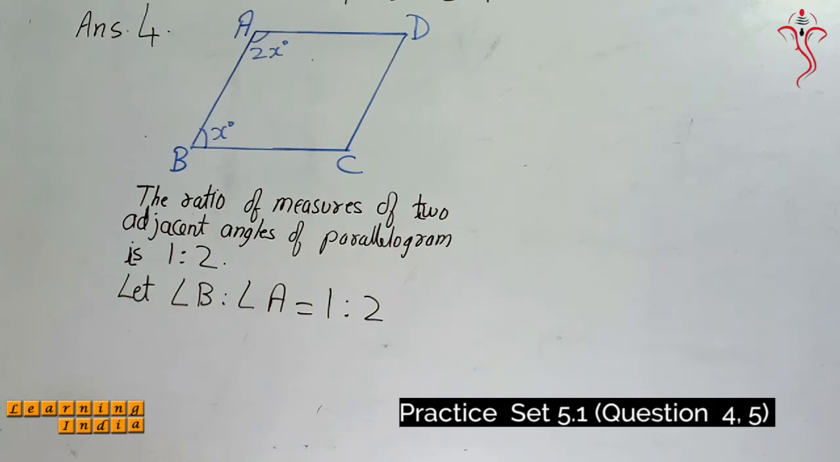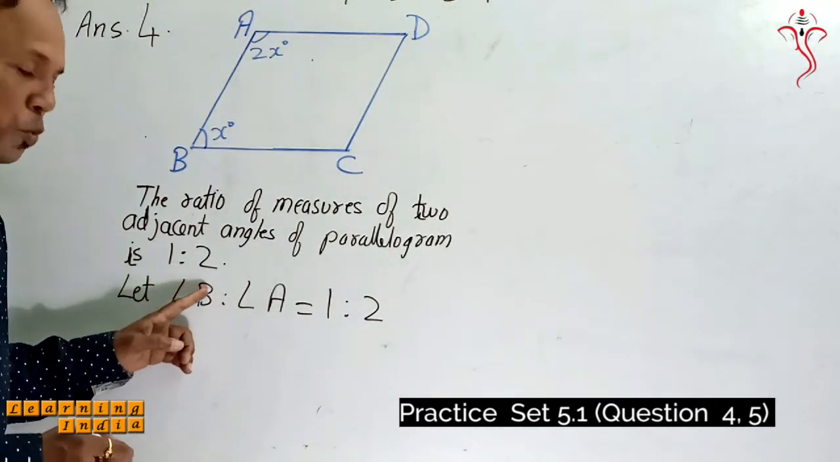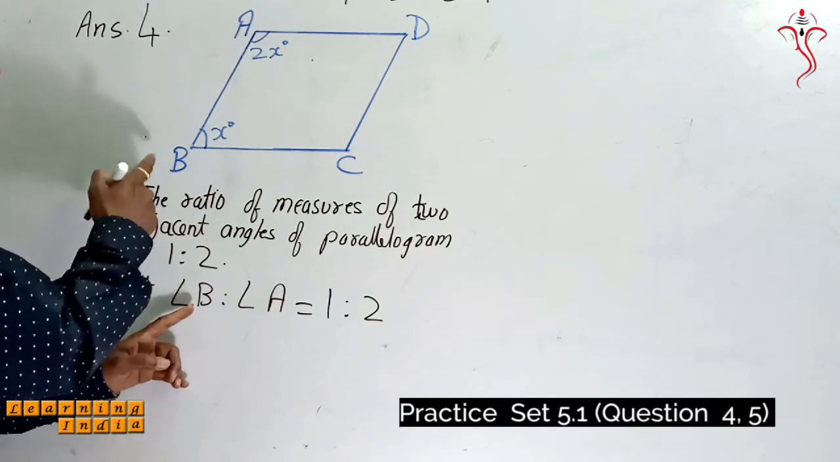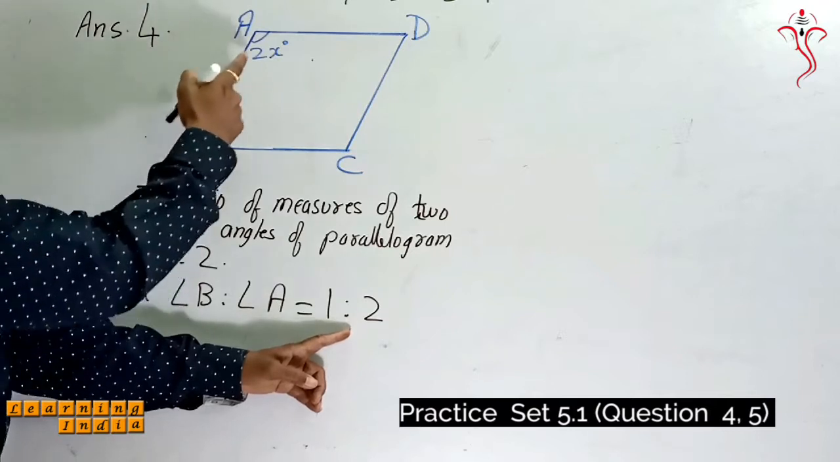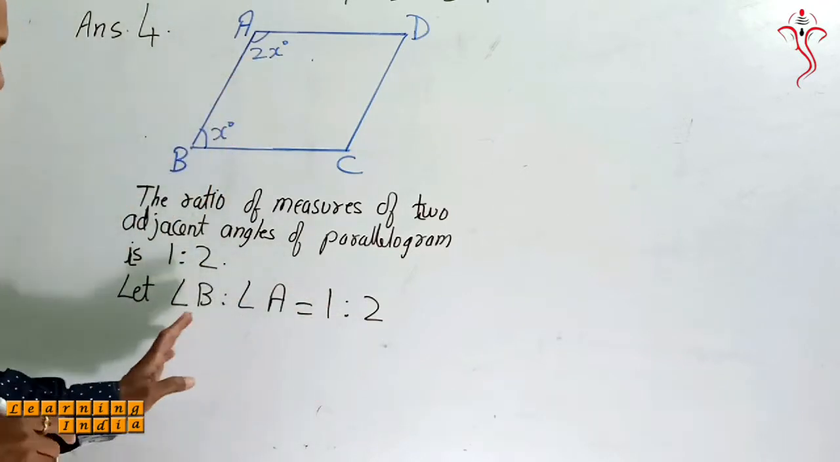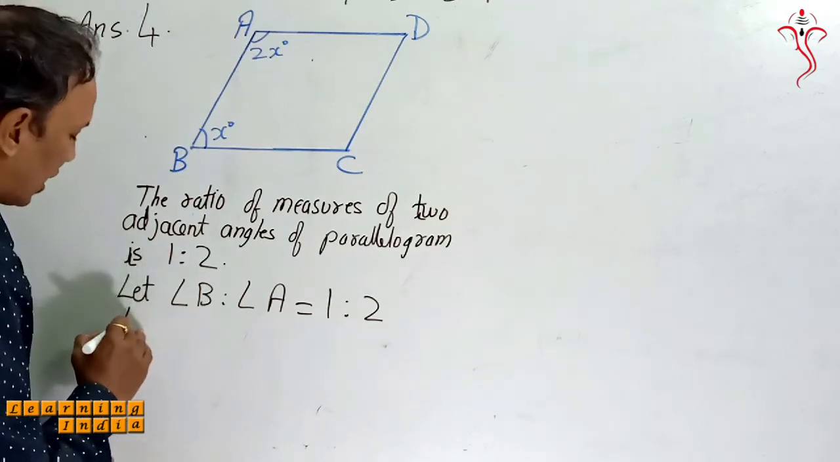Whatever questions are given to you in your textbook, you have to write it first. The ratio of measures of two adjacent angles of a parallelogram is 1:2. It is given to you in your textbook. So let angle B is to angle A is 1:2. Correct? That is our assumption. And we write it down.